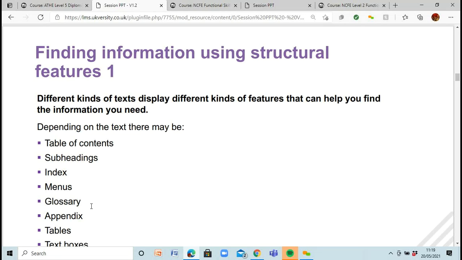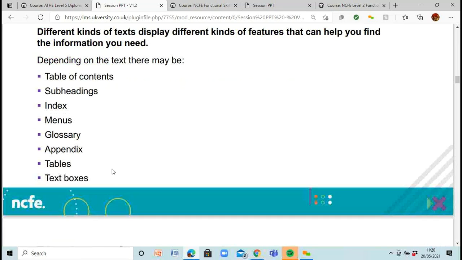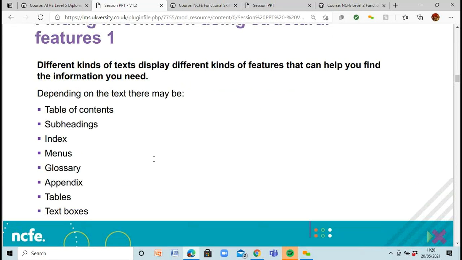A glossary is normally at the end, where it tells you what particular items were. If you're doing particular courses, you might have textbooks where you want to look at person-centered care, and you go to the back, look at the glossary, and it tells you information on person-centered care is on page 20, page 45, and page 66. You'll have an appendix, you'll have tables, and you'll have text boxes. So these are the different types of structures that will help you find information.